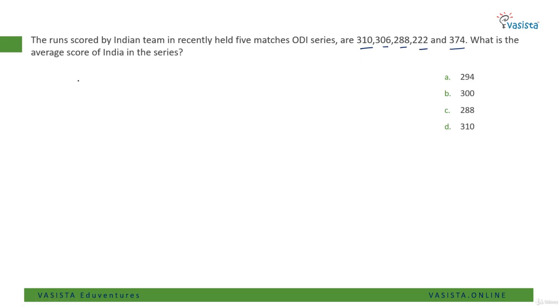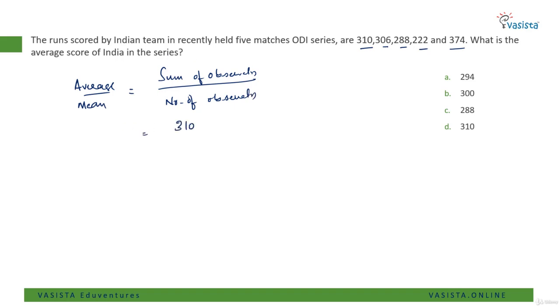The average, which is nothing but the mean, is going to be the sum of observations divided by the number of observations. So you are supposed to take 310 plus 306 plus 288 plus 222 plus 374, and that should be divided by 5.